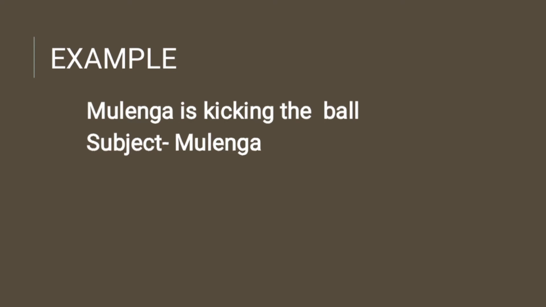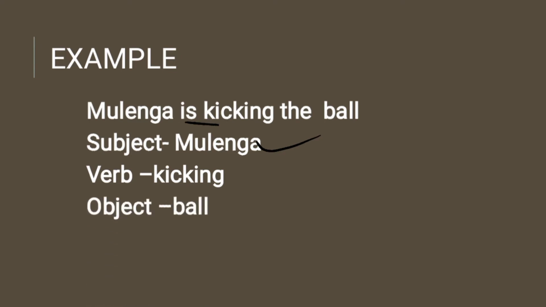So Mulenga is our subject because we say the subject is a person or a thing performing an action in a sentence. Then look at this word here, kicking. What is Mulenga doing? Mulenga is kicking the ball. This is the action being performed by Mulenga. Hence, this is called a verb. Now, what is receiving the action of kicking here? What is Mulenga kicking? The ball. Hence, the ball is the object. Simple as that.